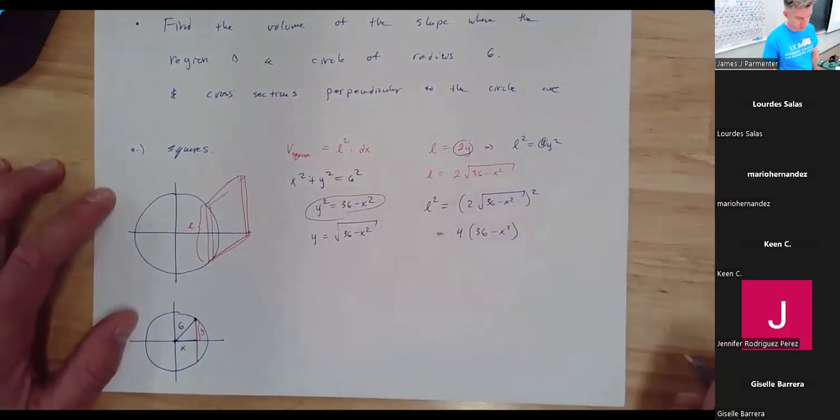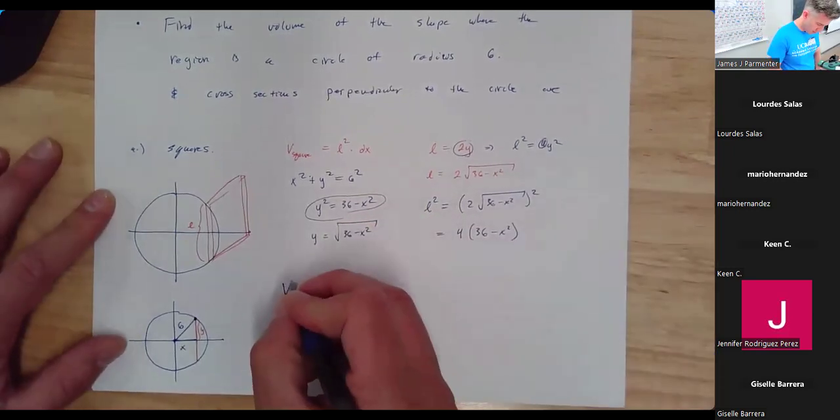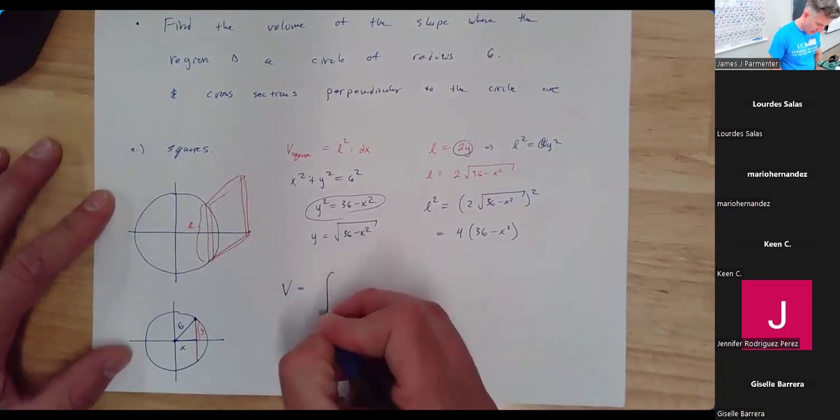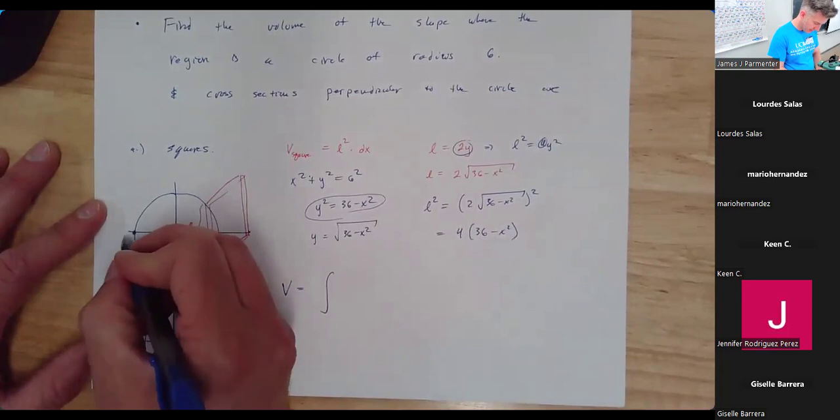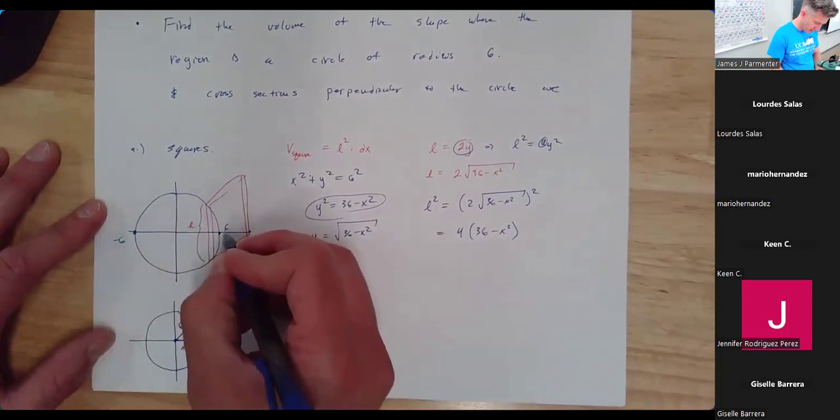Same thing. So then the total volume, we're going to add up all of the square volumes from as far left as negative 6 to as far right as positive 6.